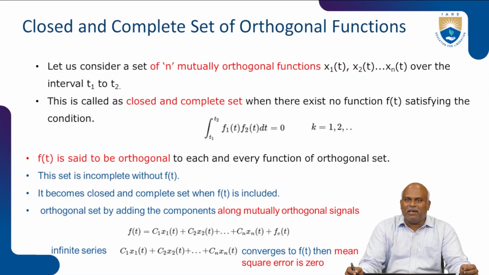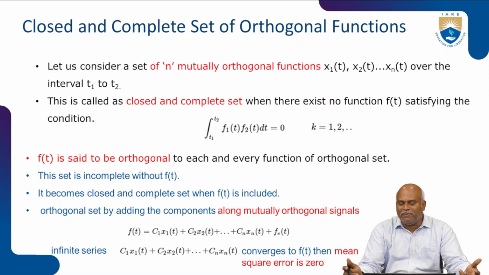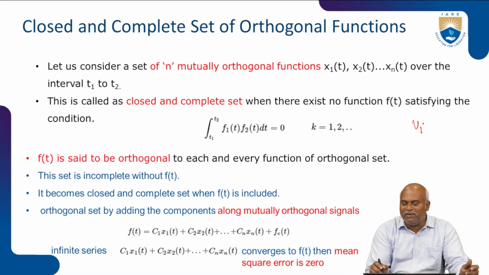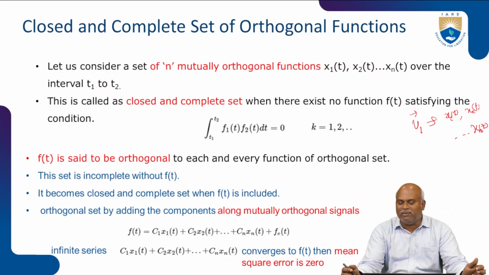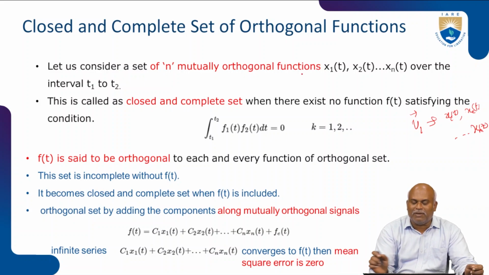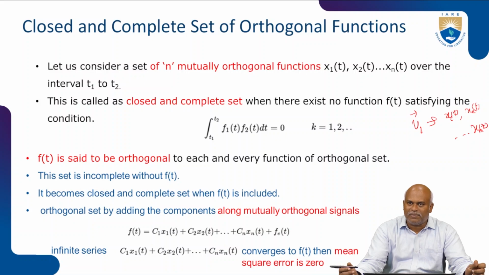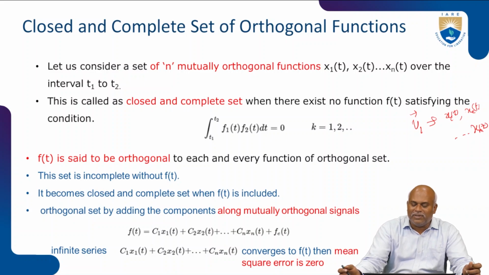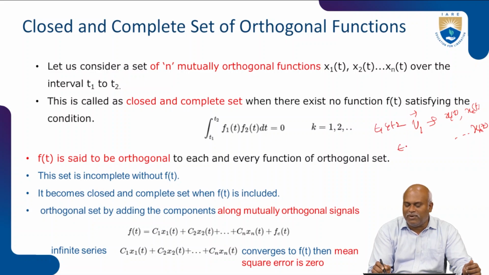To identify through the orthogonality function, we should take different types of signals from V1 itself. The V1 vector we consider as x1 of t and x2 of t. So many signals we divide up to xn of t. Due to that, we consider n as a mutual orthogonal function. That mutual orthogonal function consists of x1 of t, x2 of t, up to xn of t over an interval of some duration. That duration is t1 to t2, so t1 is less than t, which is less than t2.